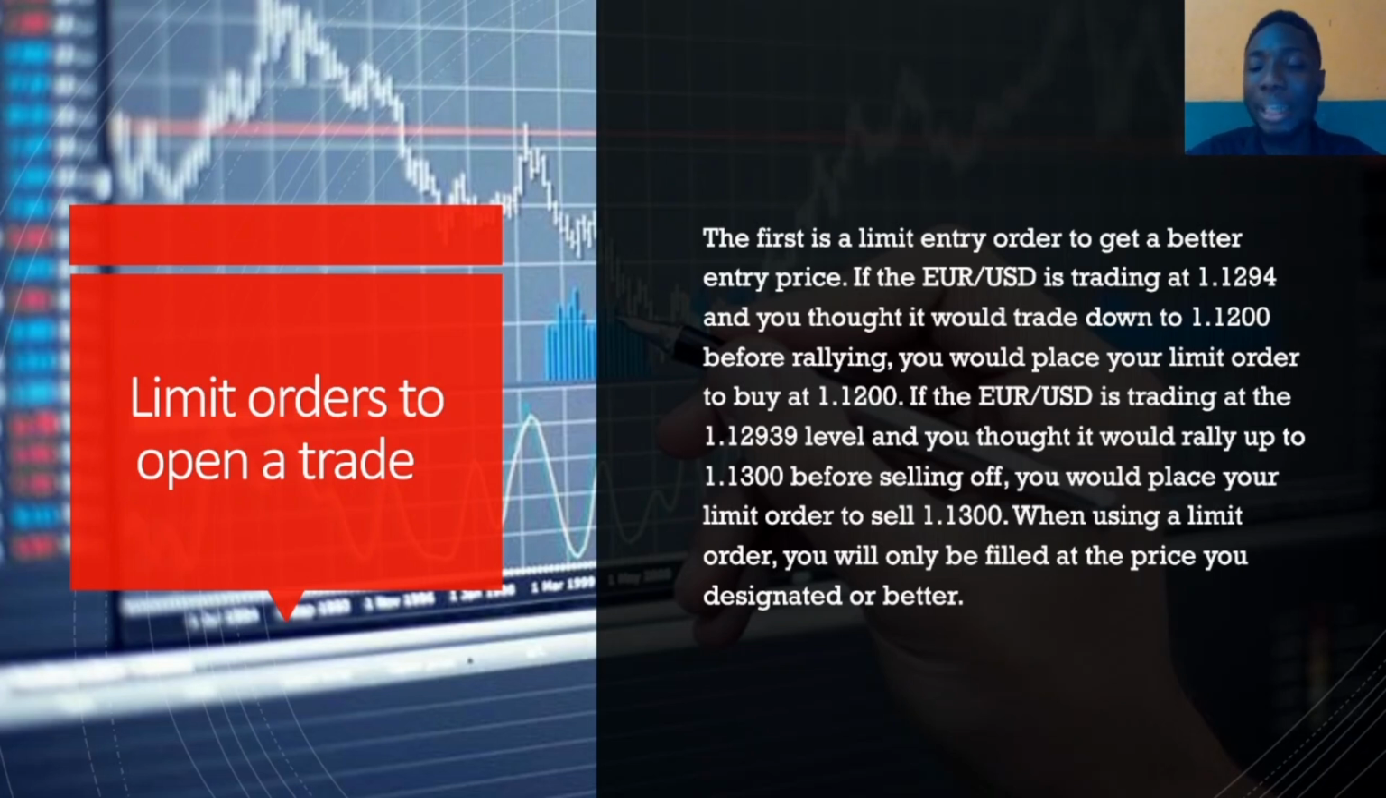When you use a limit order, you will only be filled at the price you designated, or better. You only execute a trade at a price you've predefined: okay, the price is going to get there, I'm not going to be there, so take the trade for me. That's what you use your limit orders for.